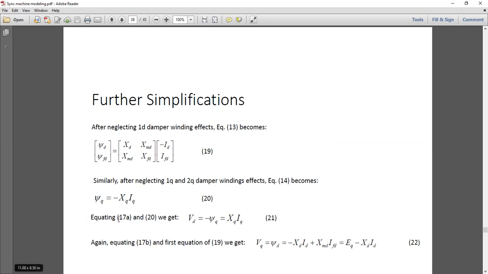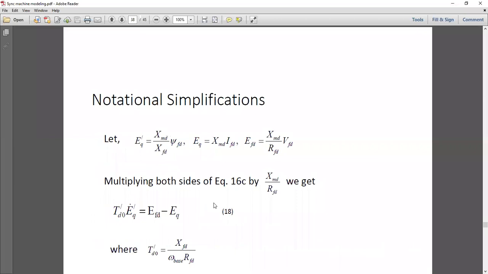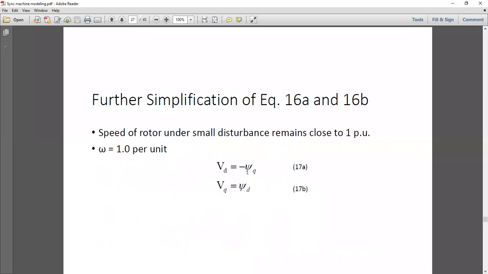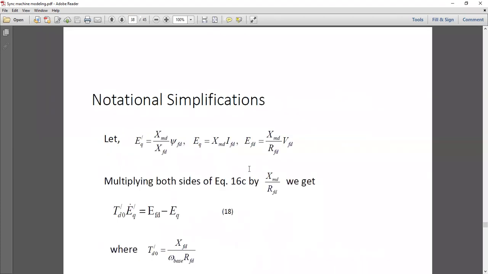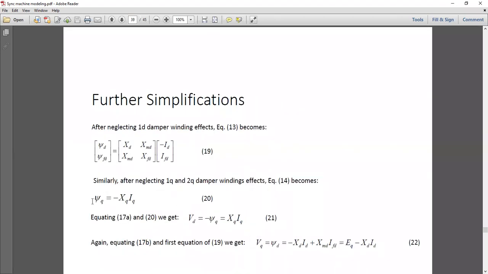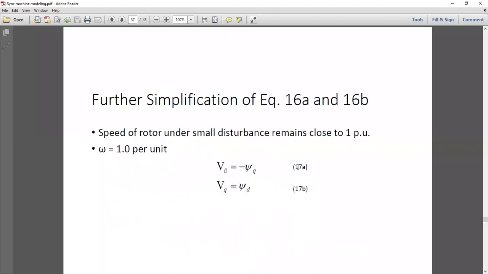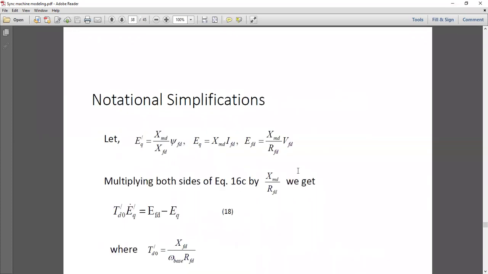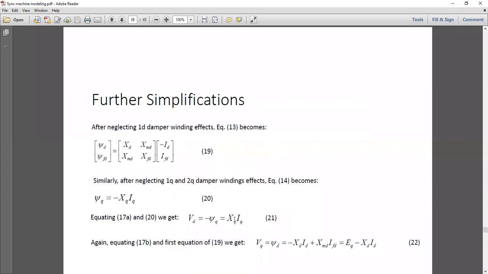So 17a and 20. So what is 17a? In 17a, you see there is a psi q, minus psi q. And in 20, what do we have? We have psi q. So that means we can relate this xq iq from 20 with vd from 17a. So that means vd is xq iq.